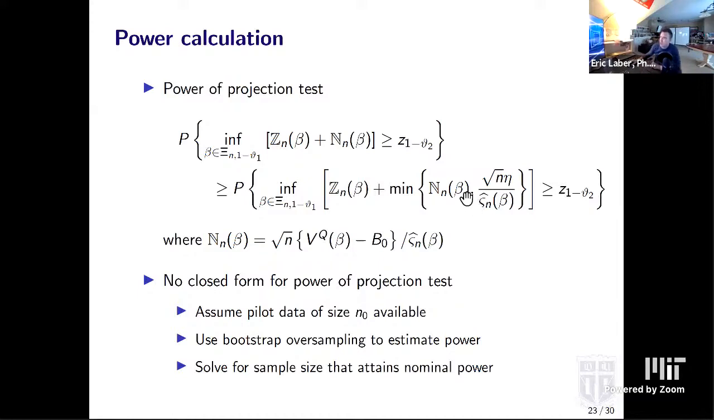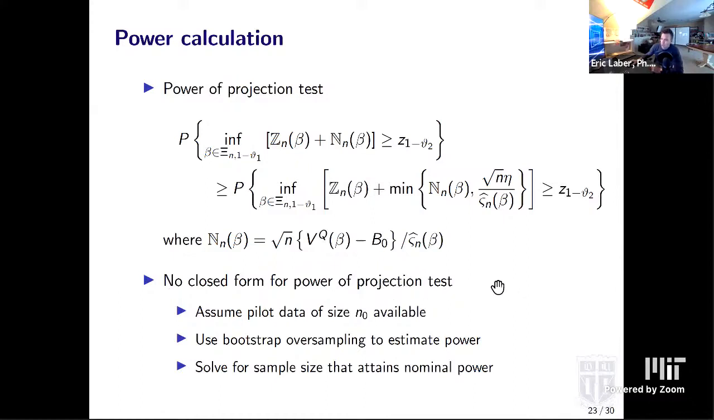To do that, you replace this difference here with the minimum of that and this minimal detectable effect size eta. So you're replacing V Q beta minus b0 with eta and just putting that here. And that ensures that if the truth of the matter is that you're much bigger than the standardized effect size, then if you calibrate this correctly, the power will still go to 1. Okay. So of course, looking at this, it's not surprising there's no closed form expression for the power.